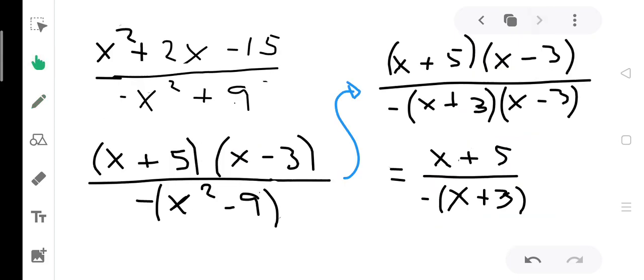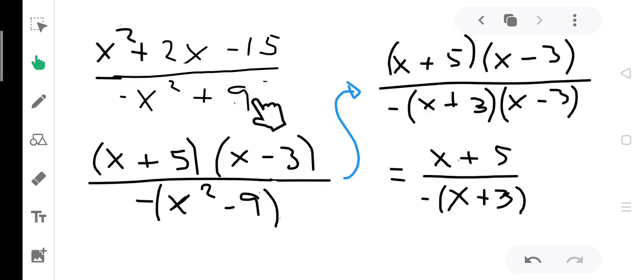Okay, next, we have (x squared plus 2x minus 15) all over (negative x squared plus 9). The numerator is a general trinomial with a equals 1. So we're going to factor the first term. We have x times x, that's x squared. And for the last term, negative 15, that's positive 5 and negative 3, because positive 5 and negative 3, if we add them, we get positive 2. So all the three terms are satisfied.